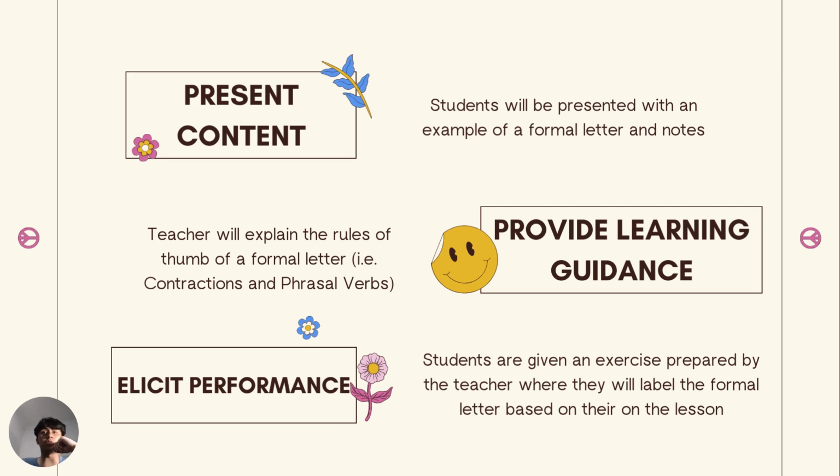In the elicit performance step, students are given an exercise prepared by the teacher where they will label the formuletta based on the lesson. In this part, the students will be given exercises to test their understanding of the formuletta, which will be shown later in the assessment and evaluation part of this presentation.